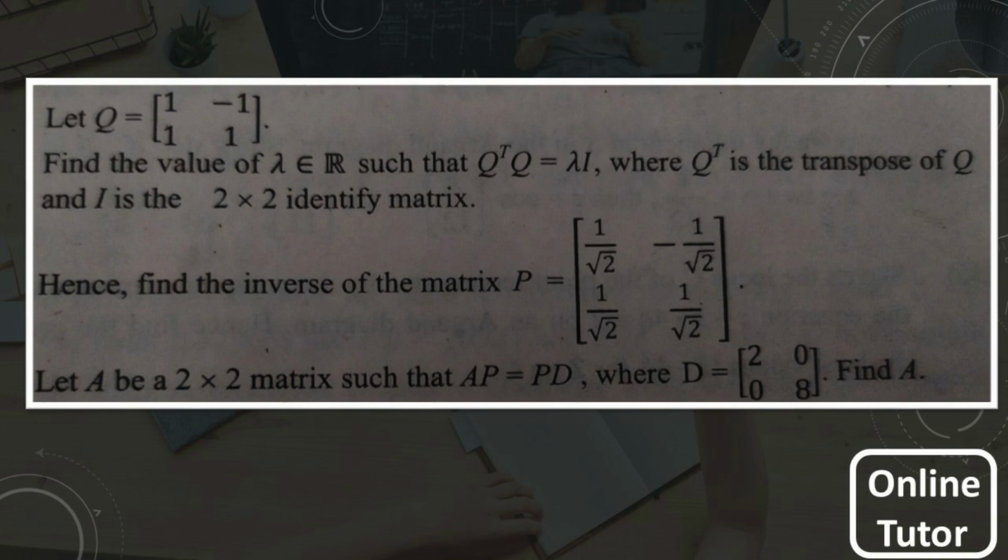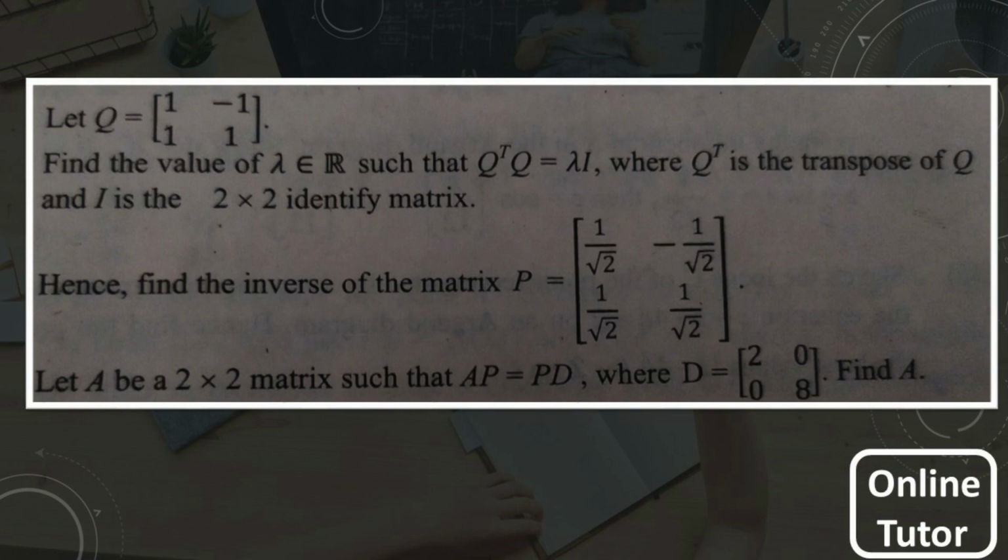Okay children, now you can see on the screen the next sum was taken from the 2013 A-level paper. Let Q equal 1 minus 1, plus 1 plus 1. Find the value of lambda, a real number, such that Q transpose Q equals lambda I, where Q transpose is the transpose of Q and I is the 2 by 2 identity matrix. Hence find the inverse of matrix P. Let A be a 2 by 2 matrix such that AP equals PD, where D equals 2 0 0 8. Find A. Okay, I'm just starting from the first part.